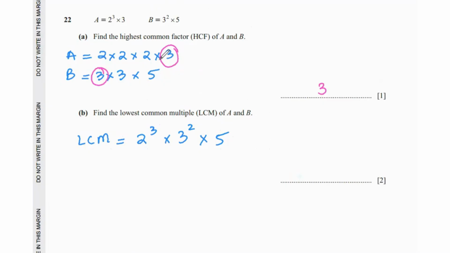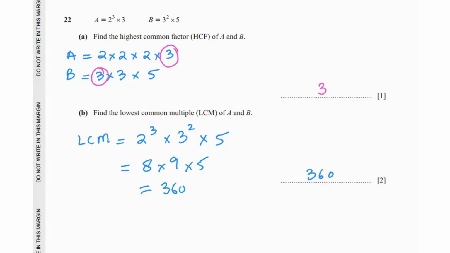For HCF, we picked the highest common number. So the highest common number was 3. And we only picked 3 once because A doesn't have 2 3s. It only has 1 3. So you pick 1 3. And for LCM, we take all the numbers, but for each number we pick the highest power. 2 has the highest power of 3, 3 has the highest power of 2, and 5 has the highest power of 1. So that's 8 times 9 times 5, which equals 360. That is your LCM. So this is how you can differentiate between LCM and HCF.